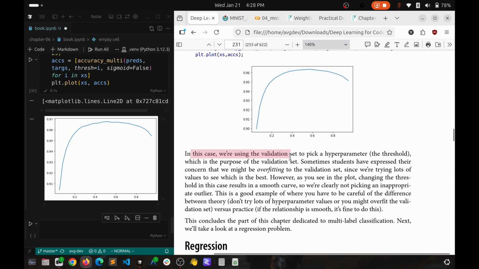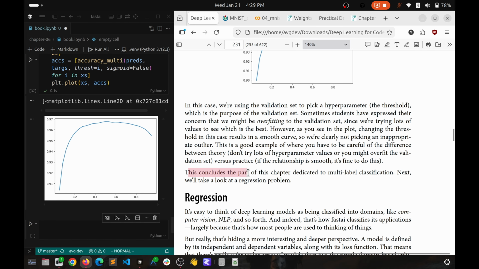So in this case, we're using the validation set to pick a hyperparameter, the threshold, which is the purpose of the validation set. Sometimes students have expressed their concern that we might be overfitting to the validation set, since we're trying lots of values to see which is the best. However, as you see in the plot, changing the threshold in this case results in a smooth curve, so we're clearly not picking an inappropriate outlier. This is a good example of where you have to be careful of the difference between theory, don't try lots of hyperparameter values or you might overfit the validation set, versus practice. If the relationship is smooth, it's fine to do this.